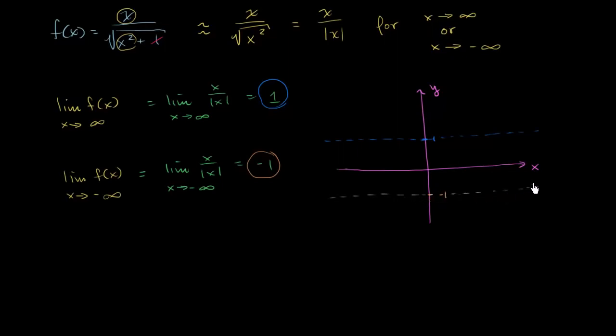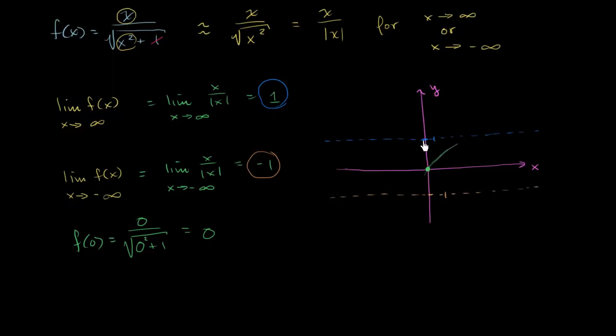Y is equal to negative 1. And if we want to plot at least one point, we could think about what does f of 0 equal? So f of 0 is going to be equal to 0 over the square root of 0 squared plus 1. Well, that's all just going to be equal to 0. So we have this point right over here. And we know that as x approaches infinity, we're approaching this blue horizontal asymptote. So it might look something like this.